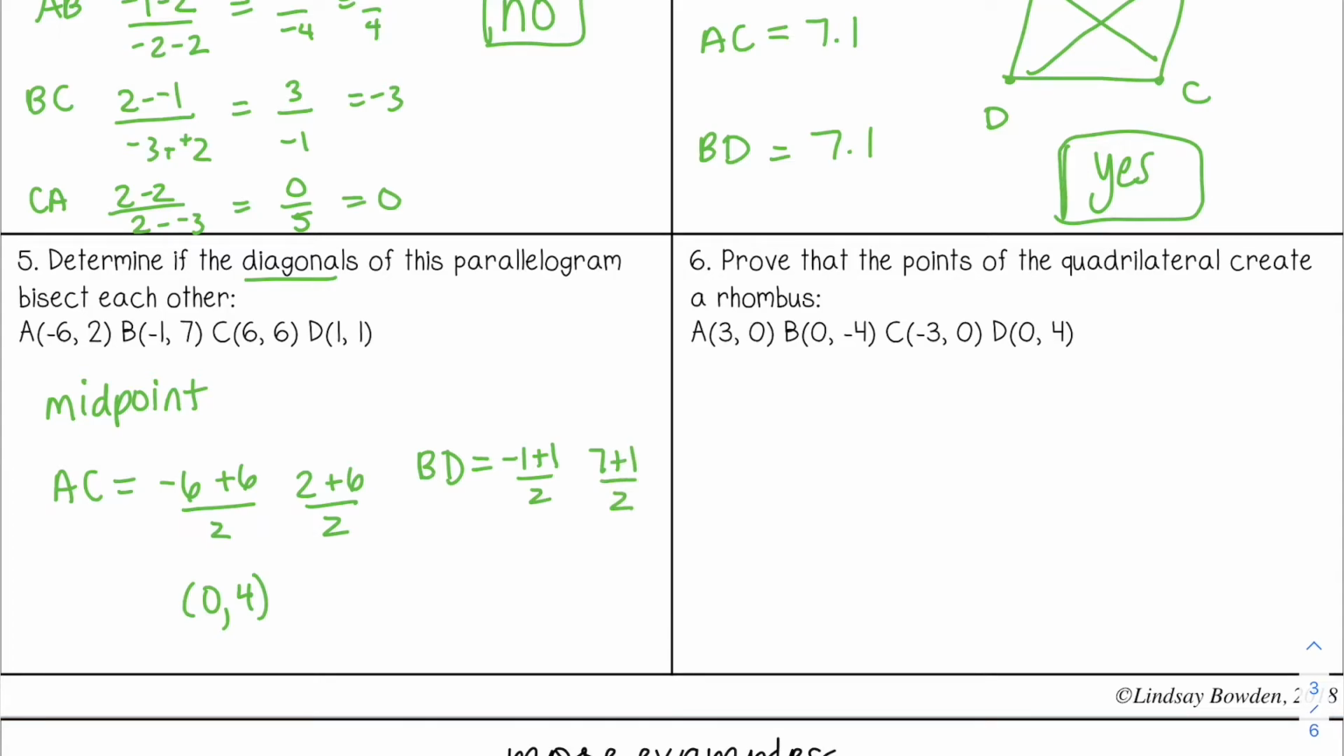So negative 1 plus 1 is 0, divided by 2 is 0. 7 plus 1 is 8, divided by 2 is 4. So that would be yes, because they have the same midpoint. They are cutting each other in half.